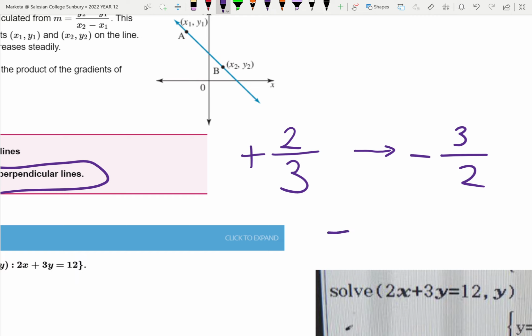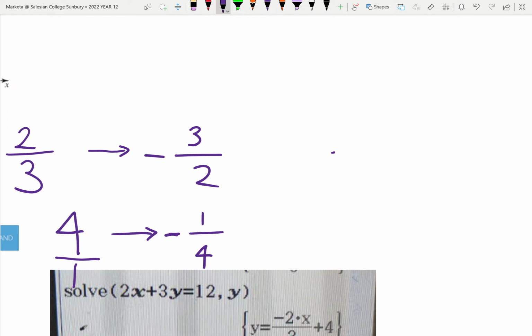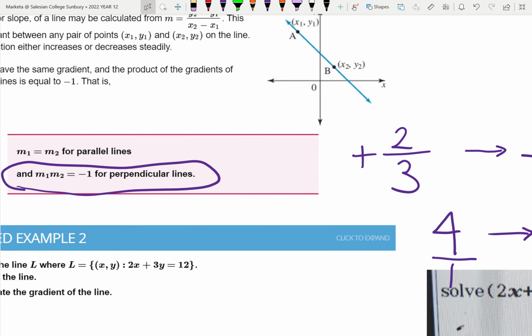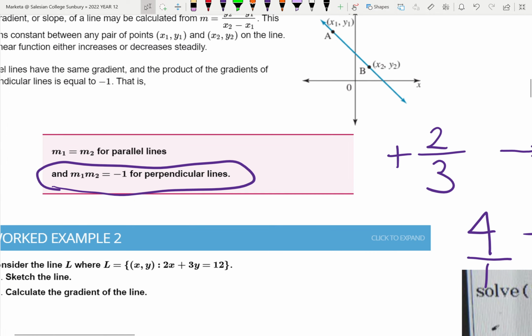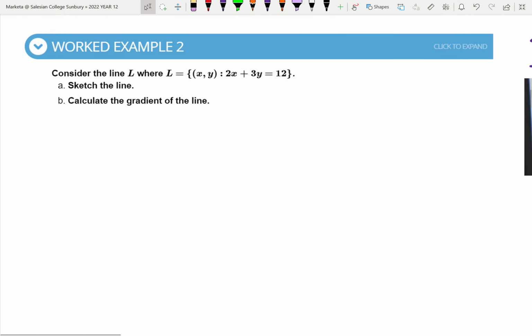If we had a whole number, well, then we'd put that over 1, we would flip it, and we would make it negative. If it was negative to begin with, we would flip it and make it positive. So this is our rule for finding the perpendicular gradient, and you can use m1 times m2 equals -1, or you can just use that rule that I've just done there. Either way, let's see how that works.